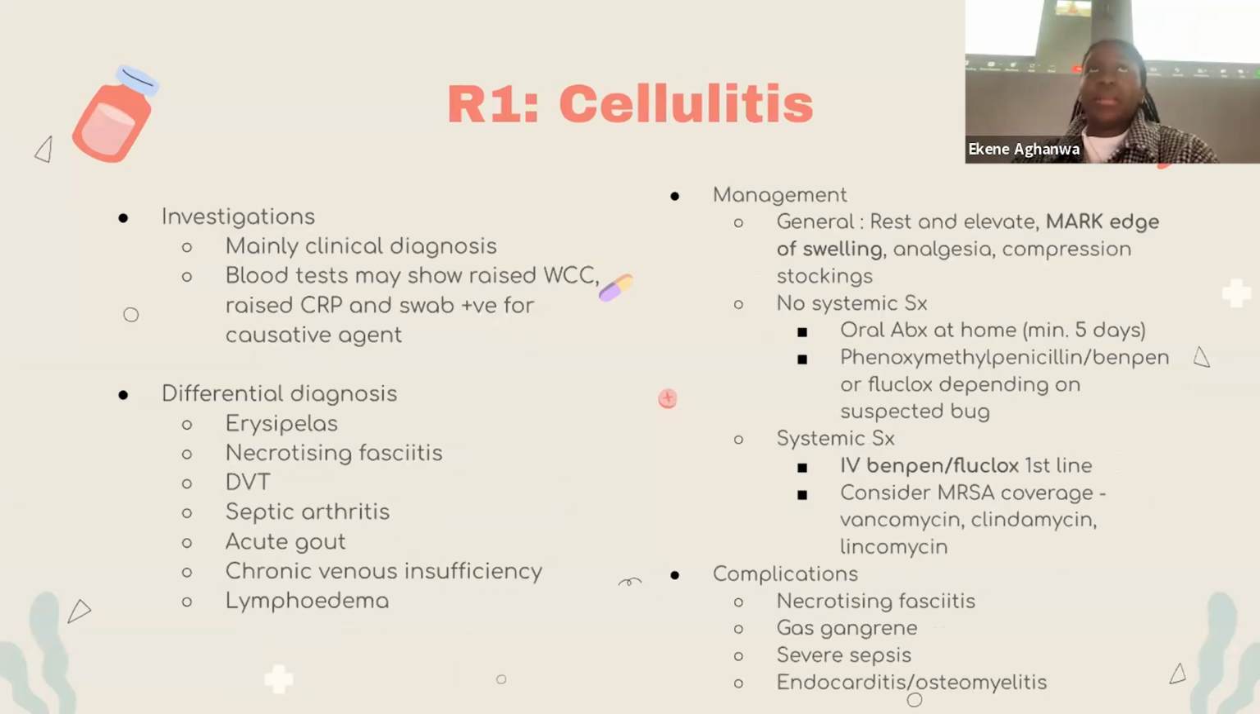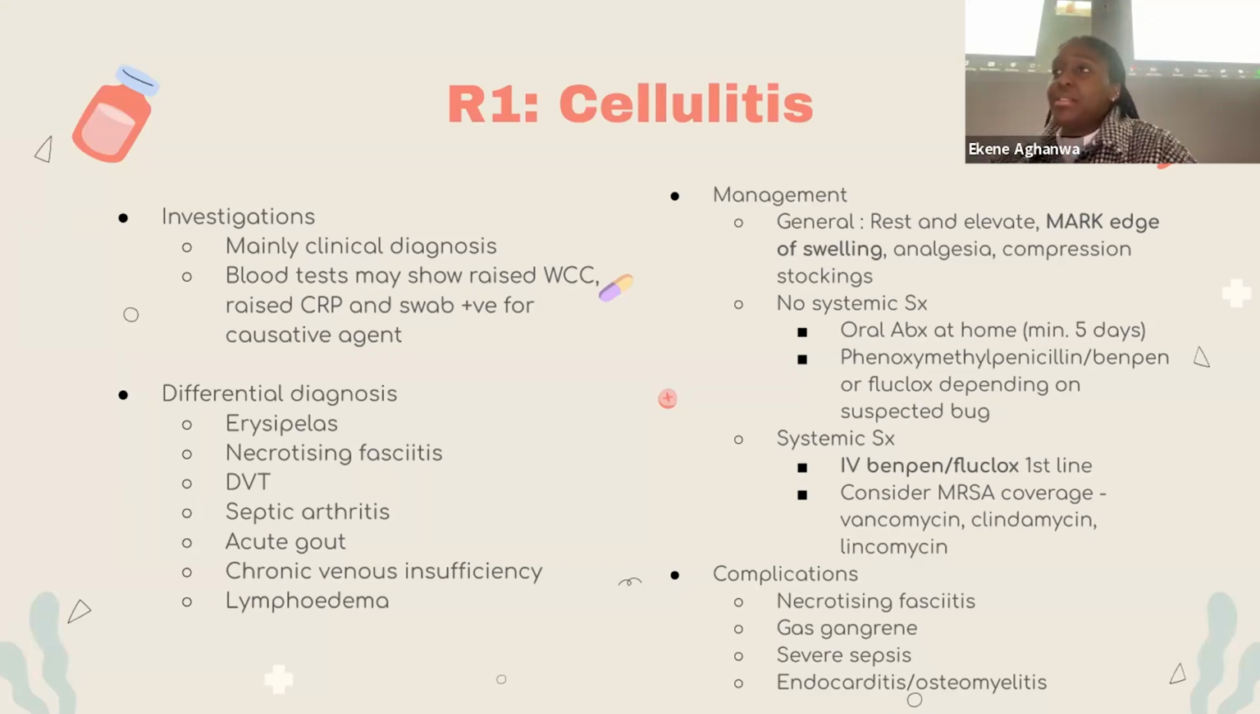For investigations, it's mainly a clinical diagnosis actually. So you do your history and your examination and you should be able to tell. But you can also do blood tests as well, and they may show raised white cell count and raised CRP because it's an infection. And you can also do a skin swab and try and find out the causative agent. The thing with cellulitis is that it presents quite similarly to other skin conditions. So just keep that in mind. Some differential diagnoses could be necrotizing fasciitis, DVT, septic arthritis, etc.